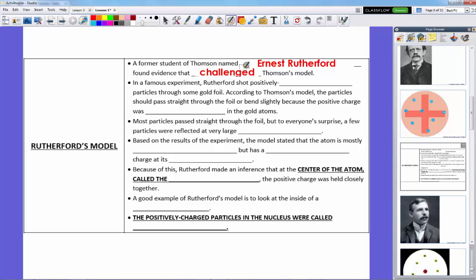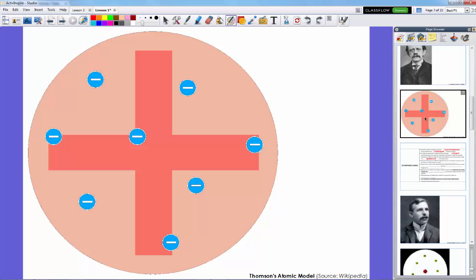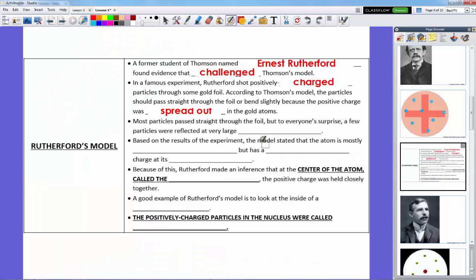And here's what happened. He did a very famous experiment, and he shot positively charged particles through some gold foil. Now, according to Thomson's model, the particles should have passed straight through the foil or bent slightly because of the positive charge that was spread out through the gold atoms. Because if you remember, Thomson's model shows that all of this was the positive charge. So it should be either bent slightly or they would just pass right through. But when he did the experiment, a few particles were bounced off at large angles. It was almost like they hit something like a pool ball and flew off.